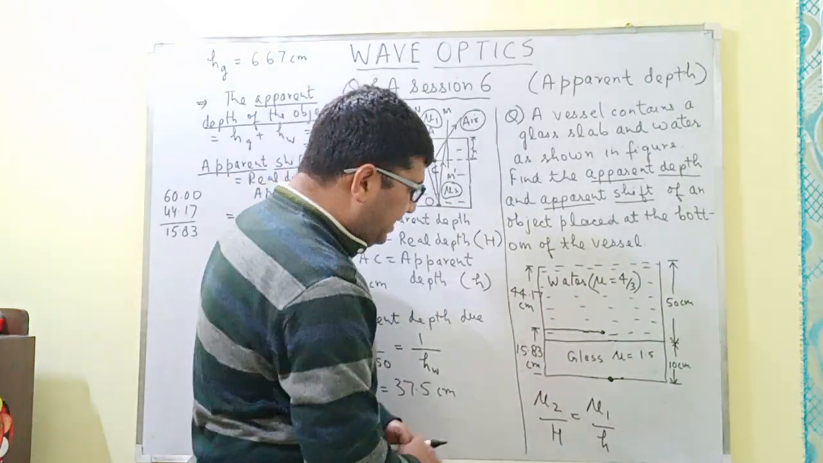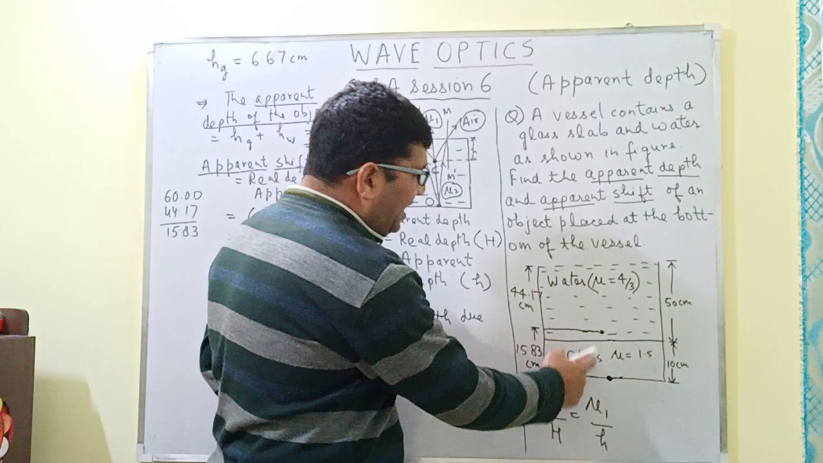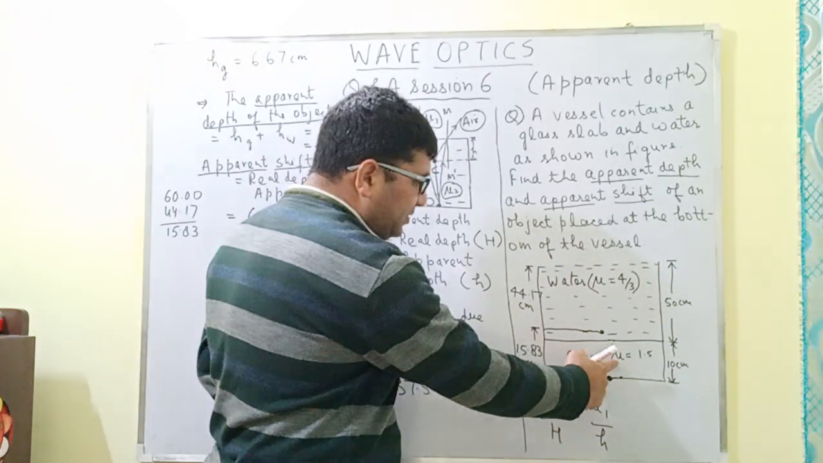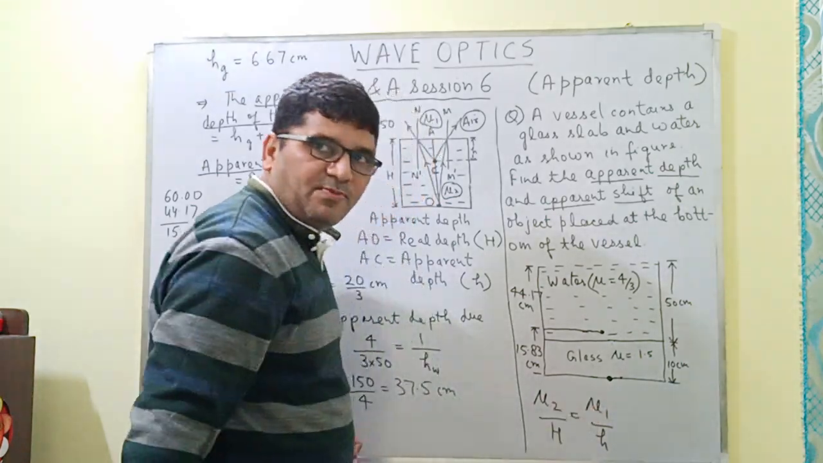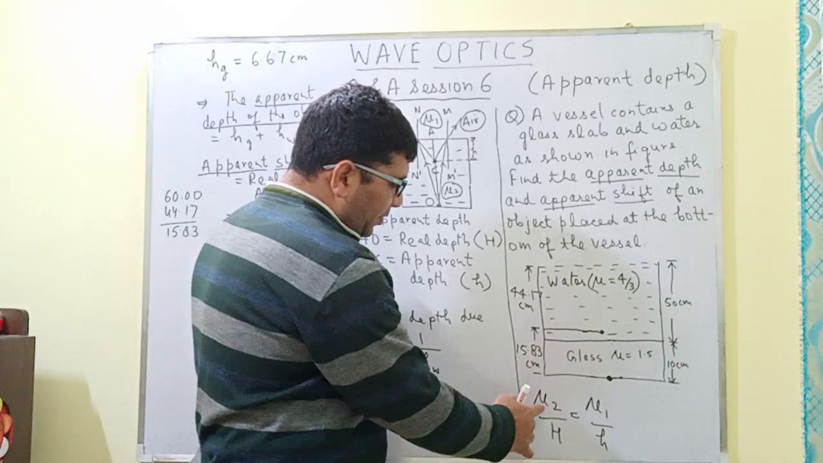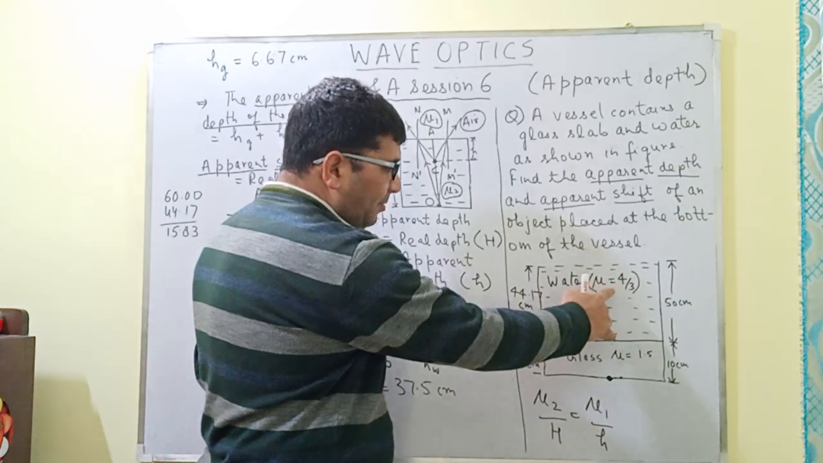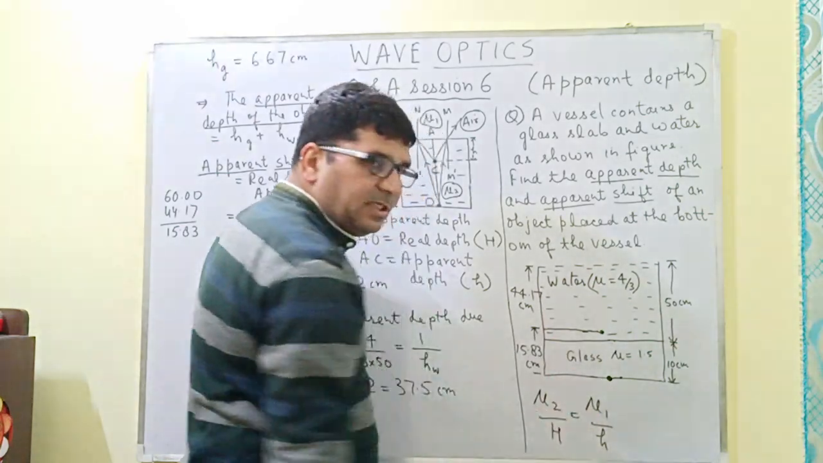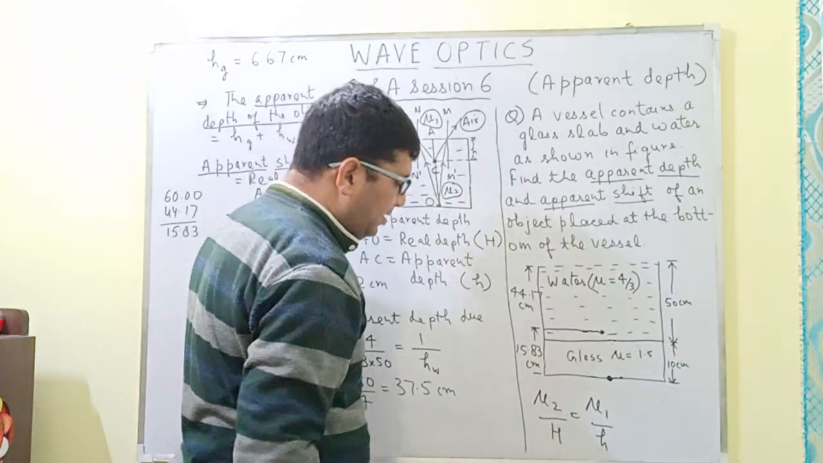That is, in one case, when we are taking the combination of glass and air, then mu2 is the absolute refractive index of glass, and mu1 is the absolute refractive index of air. And when we are taking the case of water, then mu2 will be equal to the absolute refractive index of water, and mu1 will be the absolute refractive index of air.